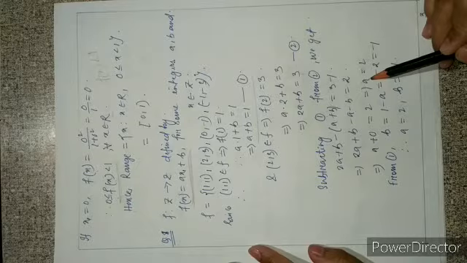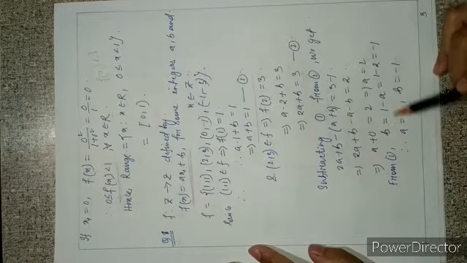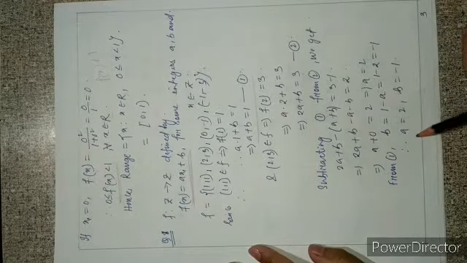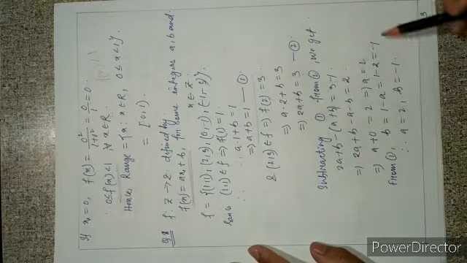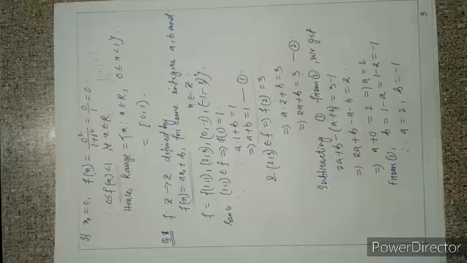Putting the value of a in equation number 1, the value of b is equal to minus 1. Therefore, a is equal to 2 and b is equal to minus 1. So we have found the values of a and b.